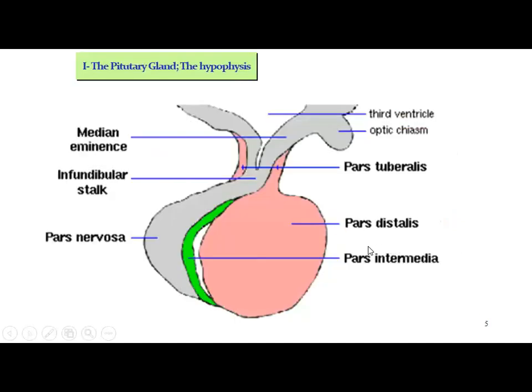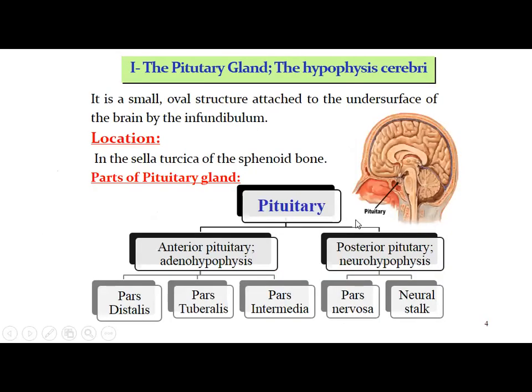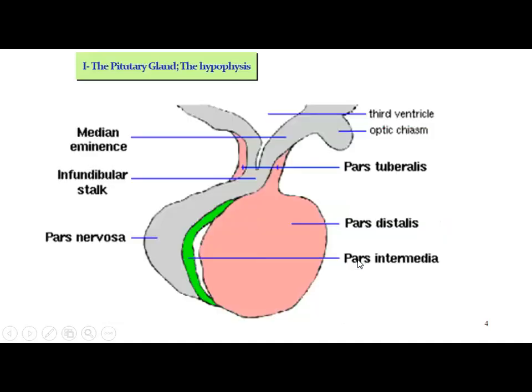If you see this picture, here you can see this is the posterior pituitary, this is the anterior pituitary. The large part is called the anterior pituitary, and this is the posterior pituitary. So it is primarily divided into two large parts, anterior and posterior. Anterior pituitary is also called the adenohypophysis, and posterior pituitary is also called the neurohypophysis. This is the neurohypophysis, this is the adenohypophysis.